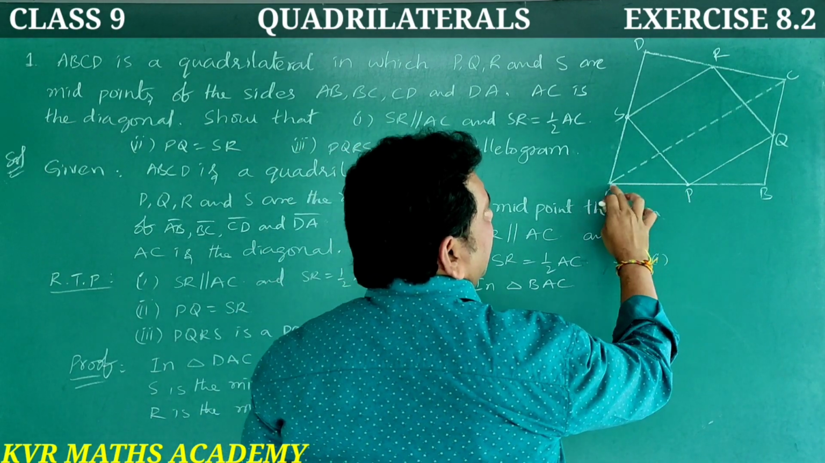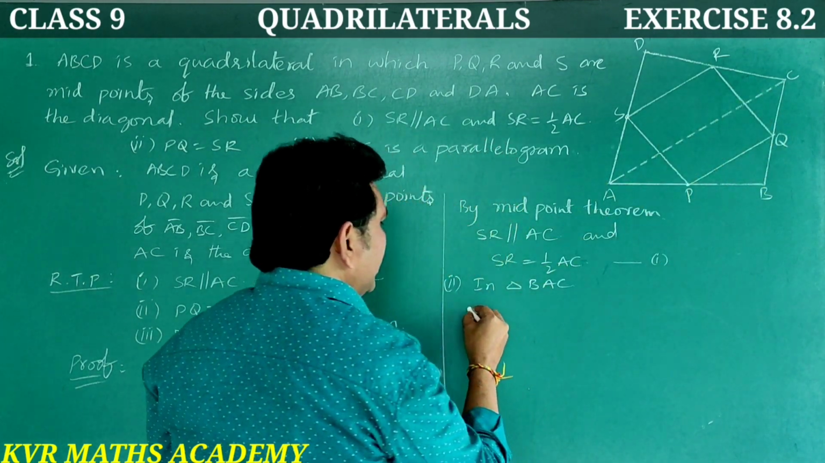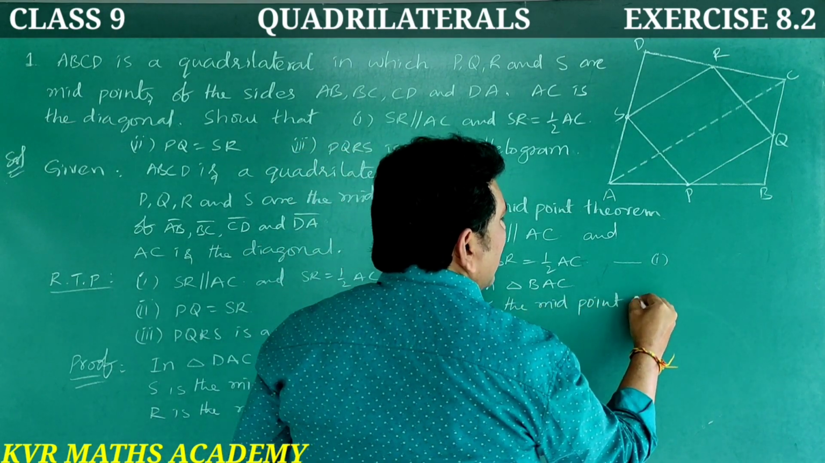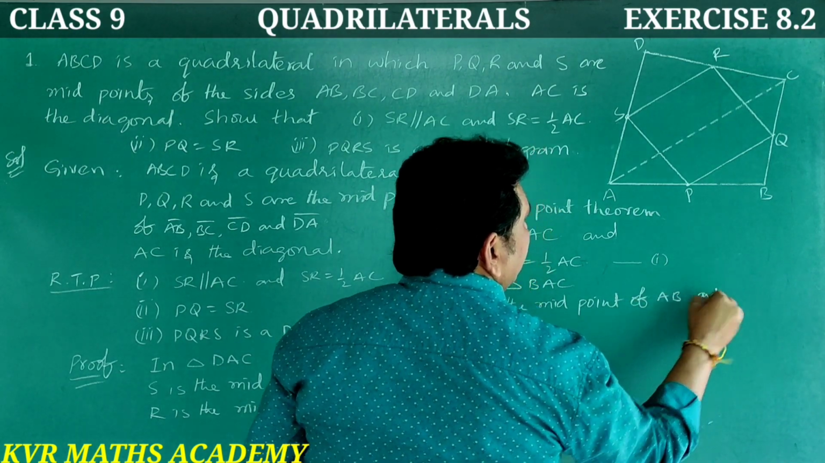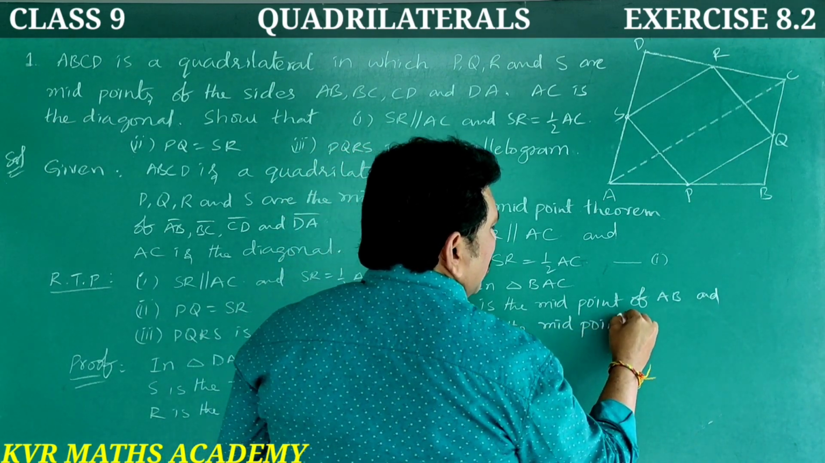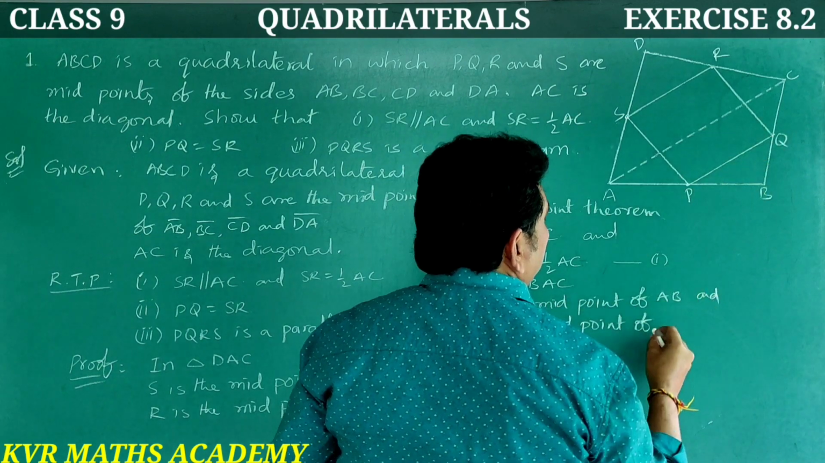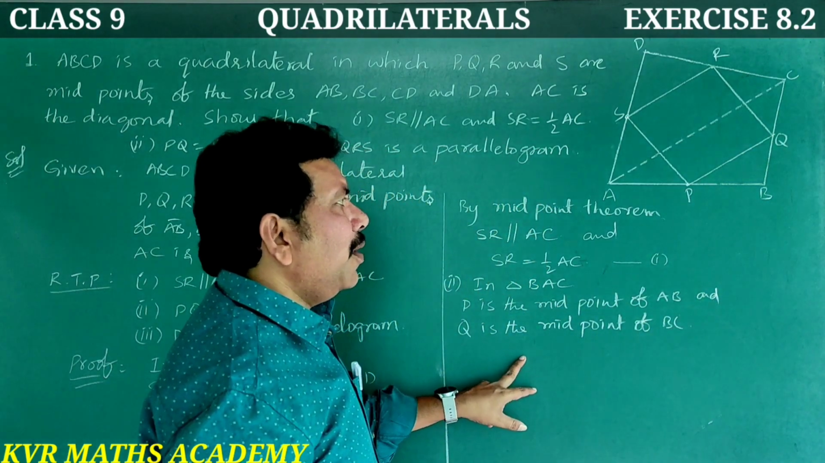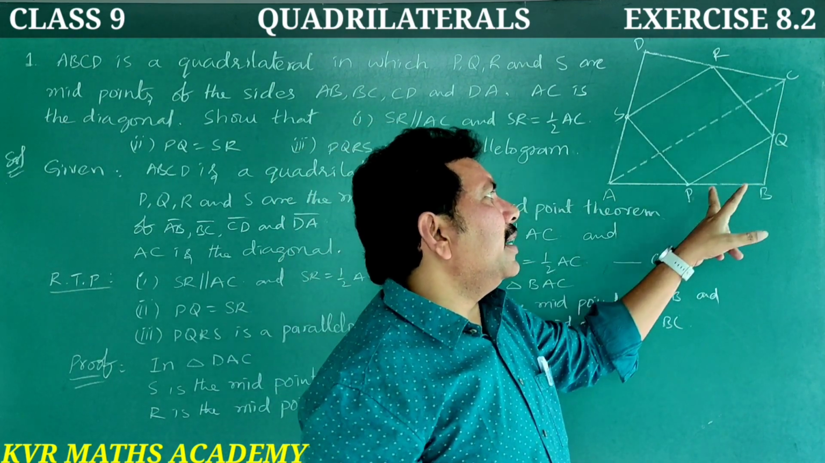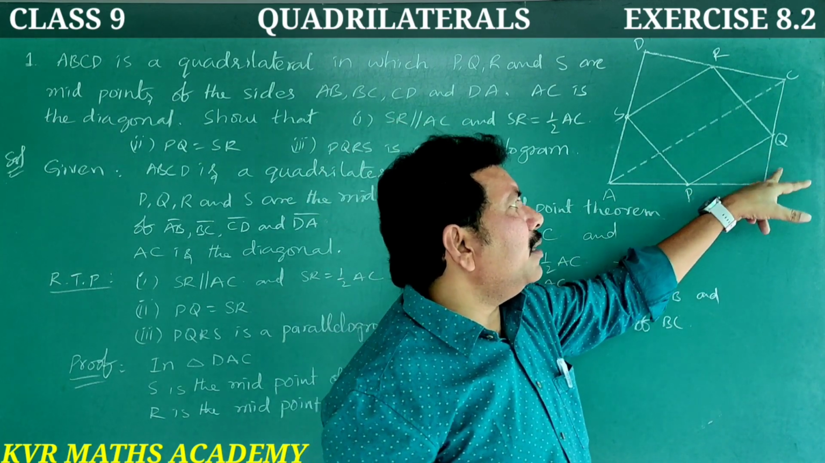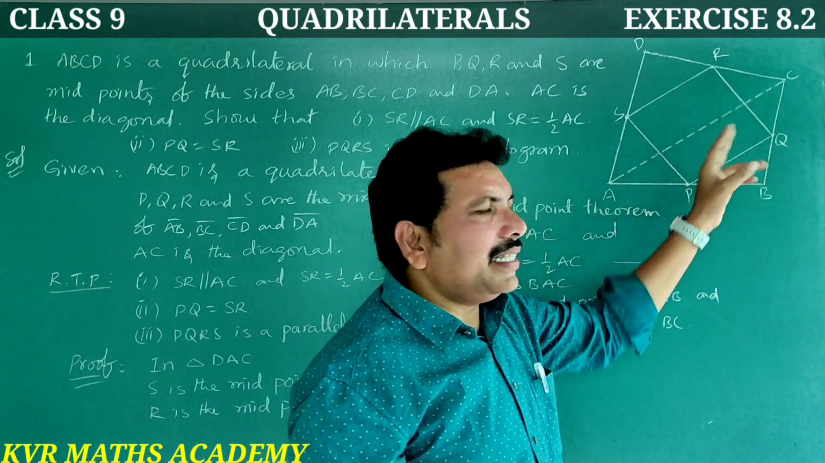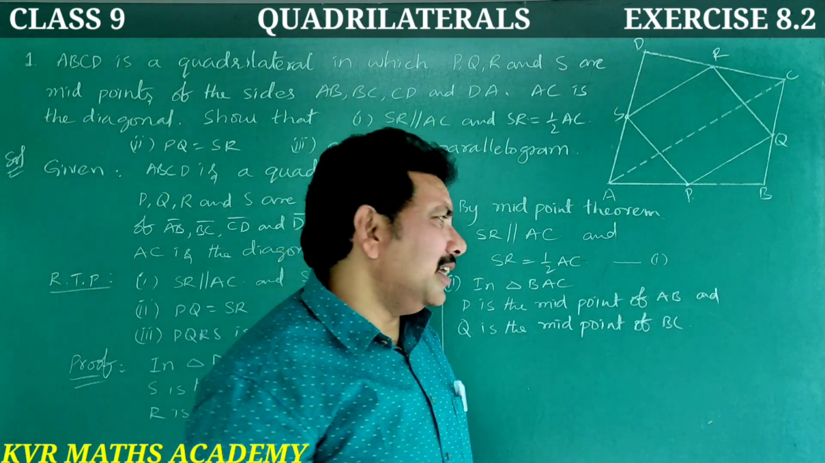In triangle BAC, see, P is the midpoint of AB and Q is the midpoint of BC. Again from midpoint theorem. See, these 2 points are midpoints of these two sides. అంటే P అనేది ABకి మిడ్ పాయింట్, Q అనేది BCకి మిడ్ పాయింట్ కదా. సో బై మిడ్ పాయింట్ థియరం PQ is parallel to AC and PQ is also half of AC.